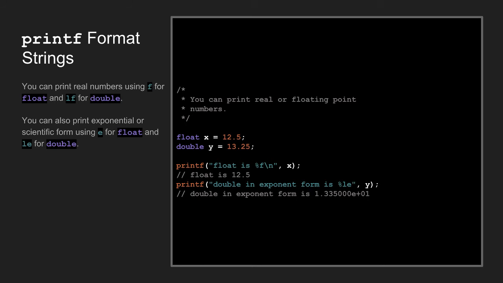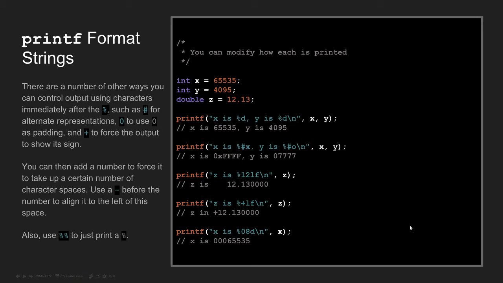And then if we're printing floating point numbers, we use %f, or %lf for doubles, to print them as floating or real numbers. If you want to print in exponent form or scientific form, you can use %e on a float or %le on a double, and you can see how that displays down there.